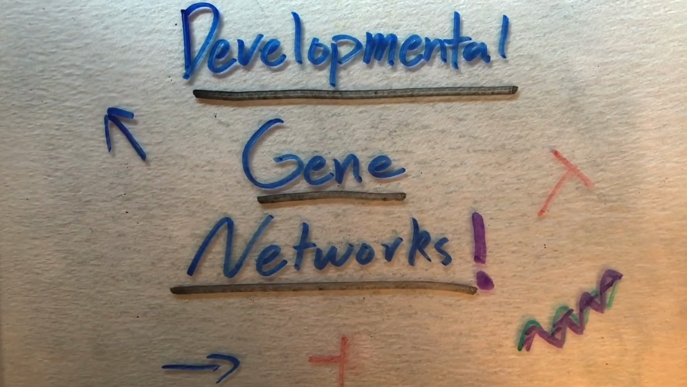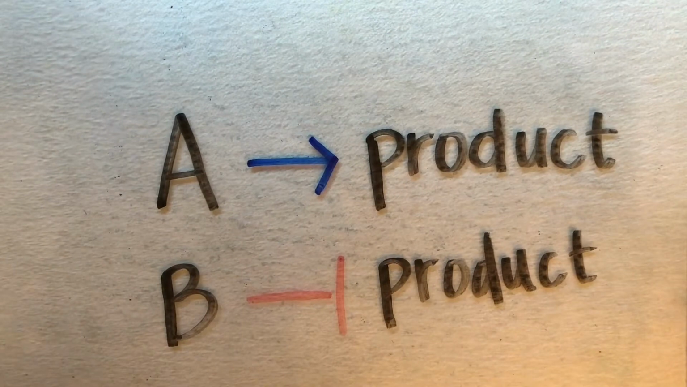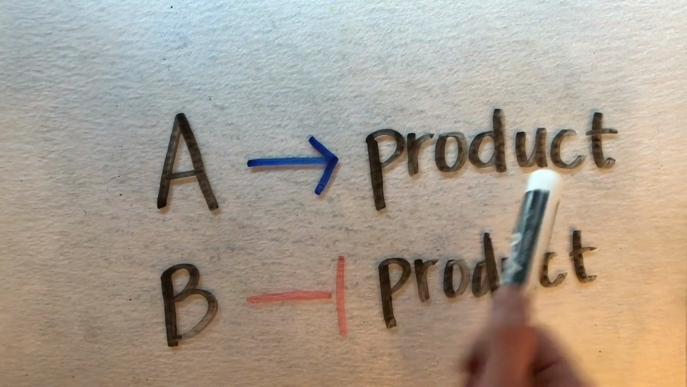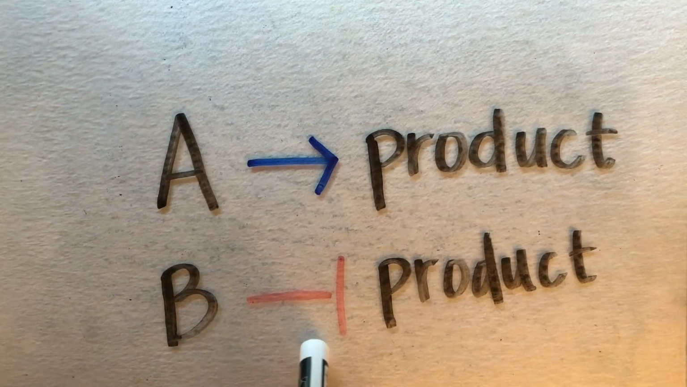Hi everyone, today I'd like to talk to you about developmental gene networks. Developmental gene networks work in a manner where a gene like A here will stimulate the product, and a gene like B will suppress the product.